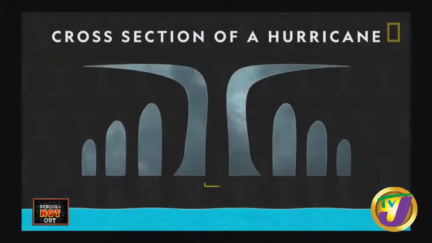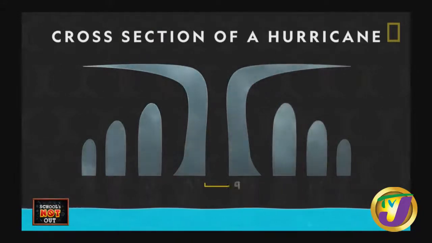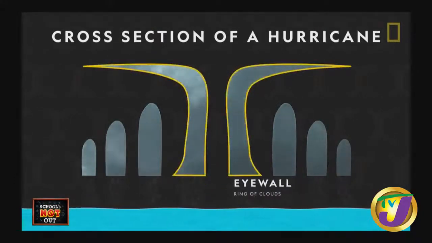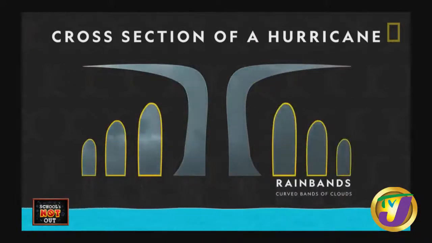These winds spin around a low-pressure center called the eye, which can provide a 20 to 30-mile radius of eerie calm. Encircling it is the eye wall, a towering ring of clouds with some of the fastest wind speeds of the hurricane. Surrounding the eye wall are curved bands of clouds, the rain bands, often tens of miles wide, releasing sheets of rain and sometimes tornadoes.